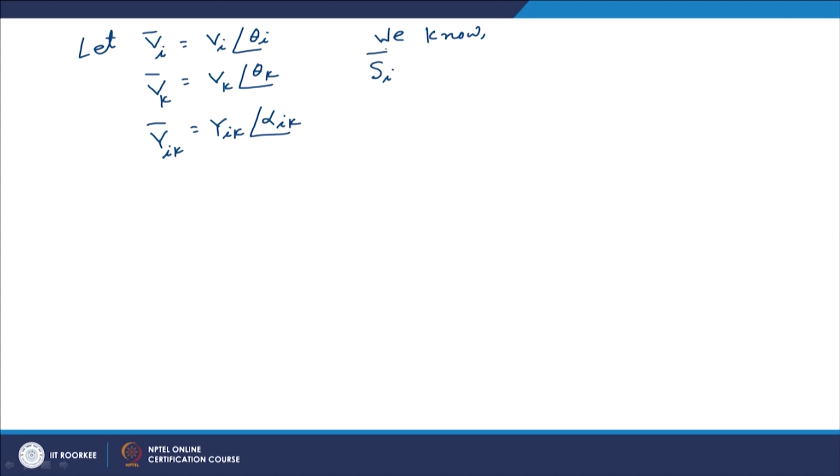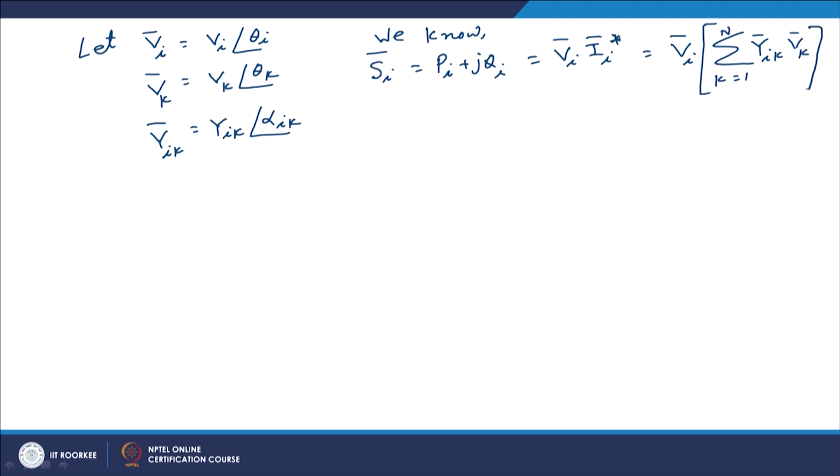Now, Si, the injected complex power at bus i, is equal to Pi plus j Qi, which is equal to Vi into Ii star. We have already discussed in some previous class why we take this operation Ii star. Ii star is nothing but the complex conjugate of the current Ii. So it would be Vi times the sum over k equal to 1 to n of Yik Vk, whole of it star. Therefore, it would be Vi Vk star Yik star, summed over k equal to 1 to n.